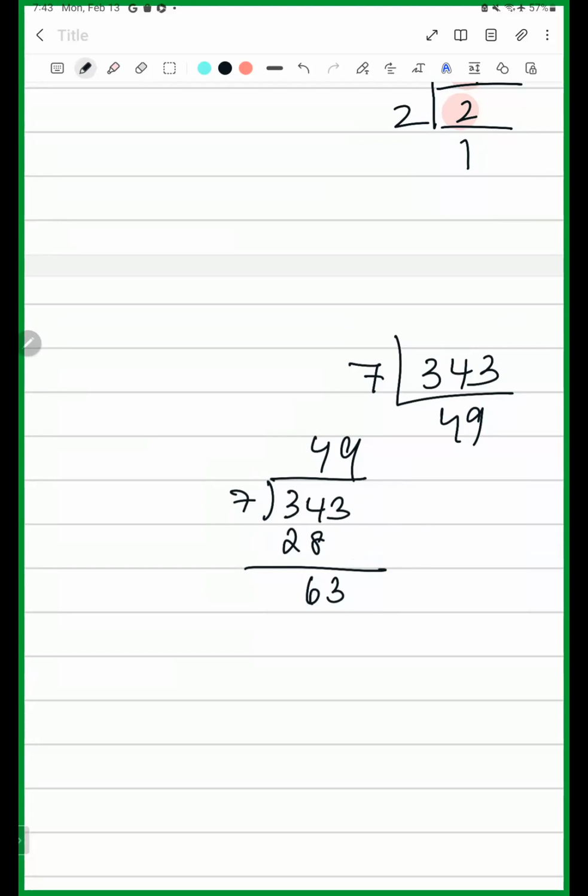Wait a second. Why didn't we do division in the first question? Hiba, over here, why I did this was because I wanted to find out whether 343 is actually divisible by 7 or not, because I didn't know whether it is divisible or not. Okay, so यहाँ पे हमने इसको check किया है.